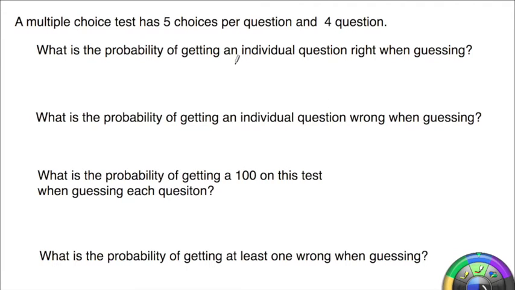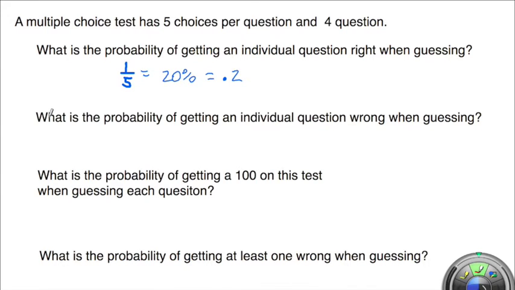So since there are 5 choices and only one of them is correct, your probability of getting it correct is 1 out of 5. That's also known as 20%, which is also known as 0.2. So any one of these could be written or read as the probability of getting one of the questions right. You have a 1 out of 5 chance, you have a 20% chance, you have a probability of 0.2.